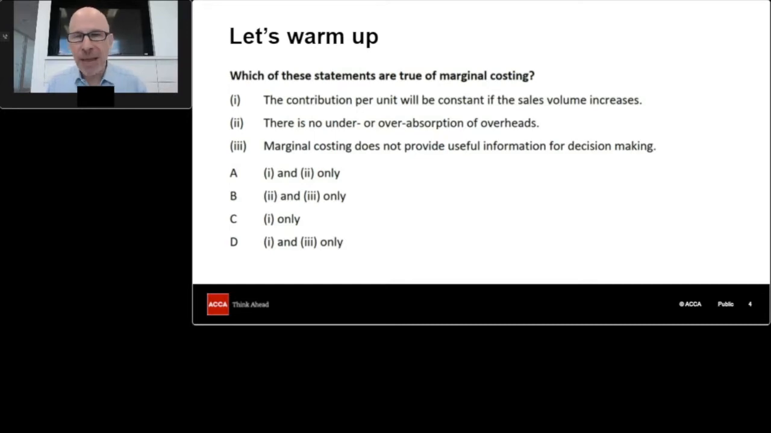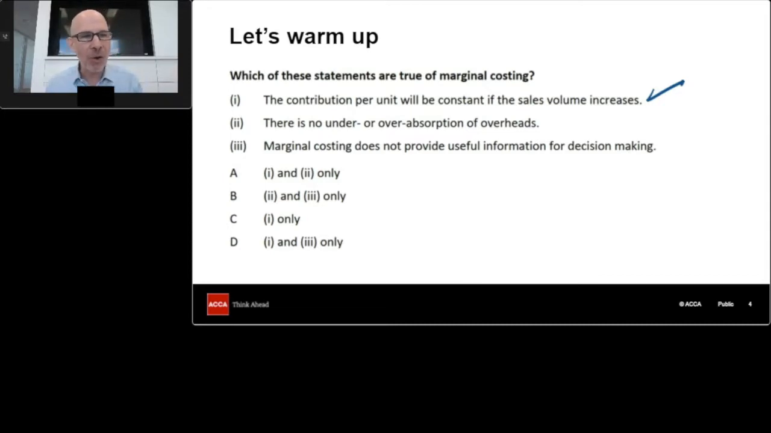All right, let's look at it together, guys. Statement 1: contribution per unit will be constant if the sales volume increases. Guys, absolutely. A contribution per unit is price minus variable cost. There's no economy of scale there. It's the fixed cost per unit that drops, okay? That's where they got that from.